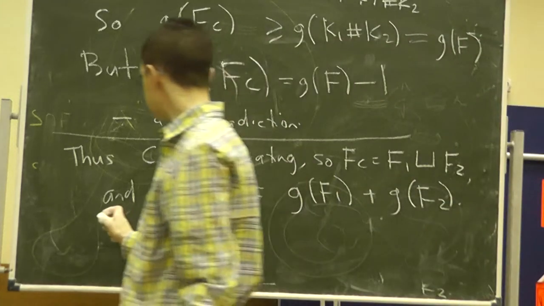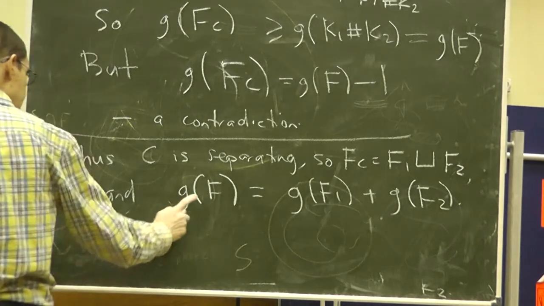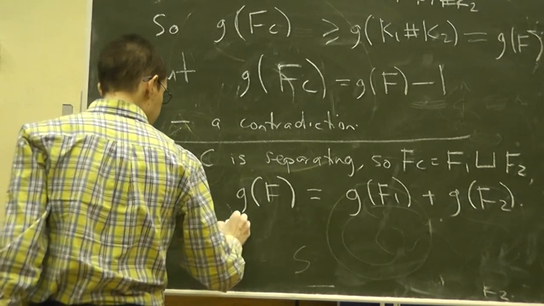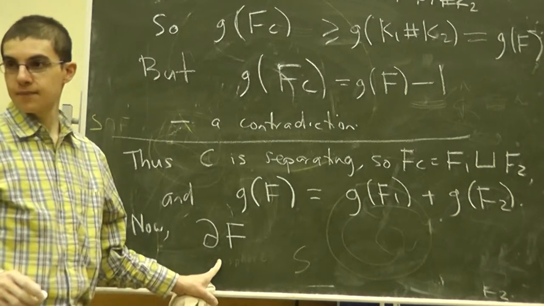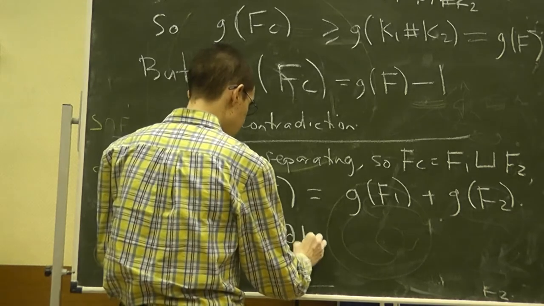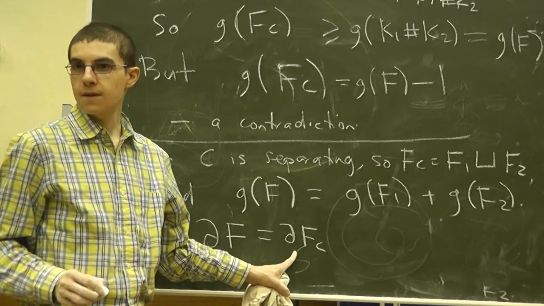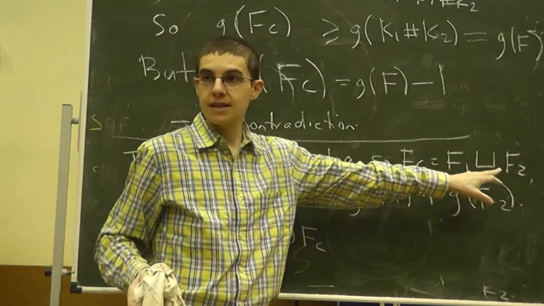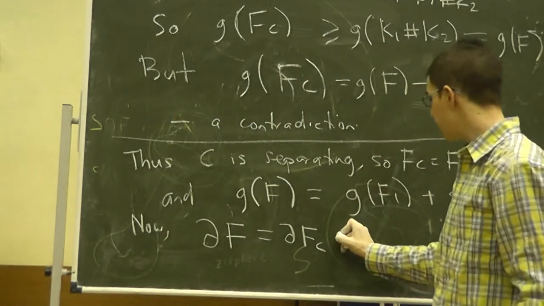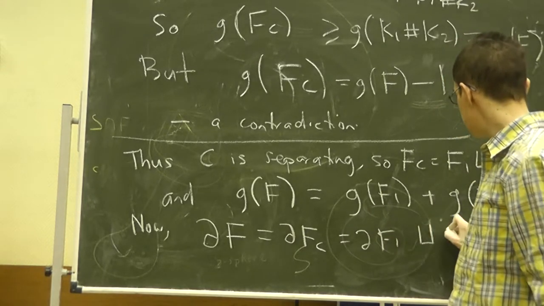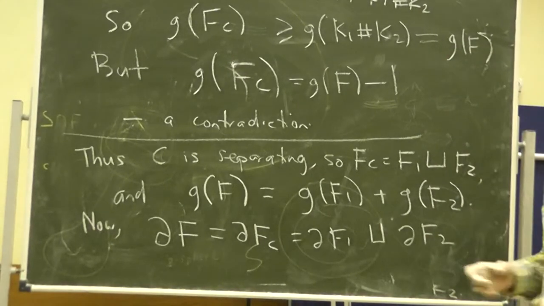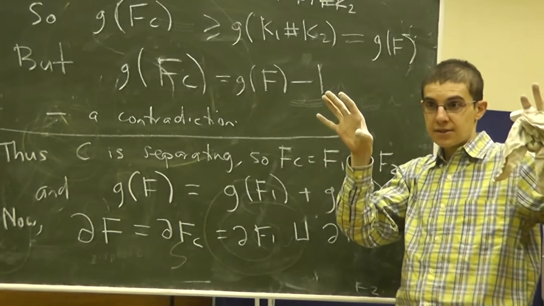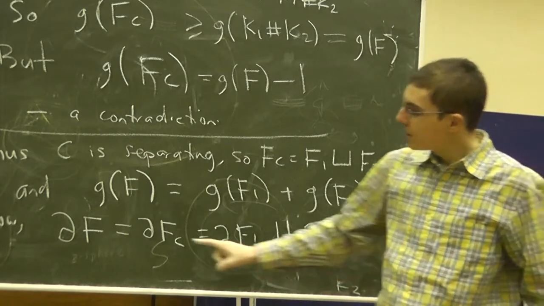On the other hand, also, remember the boundary of the surface doesn't change under surgery. Okay, so now the boundary of F, of the surface we start off with, it's the same as the boundary of the result of doing the surgery. Okay, but now the boundary of the surface after doing the surgery is two pieces. This piece and this piece. So it's the union of the boundary of F1 and the boundary of F2. Is this okay, what I've written here? The surface is two pieces. So the boundary of the whole surface is the boundary of this piece and the boundary of this piece. Is that okay?